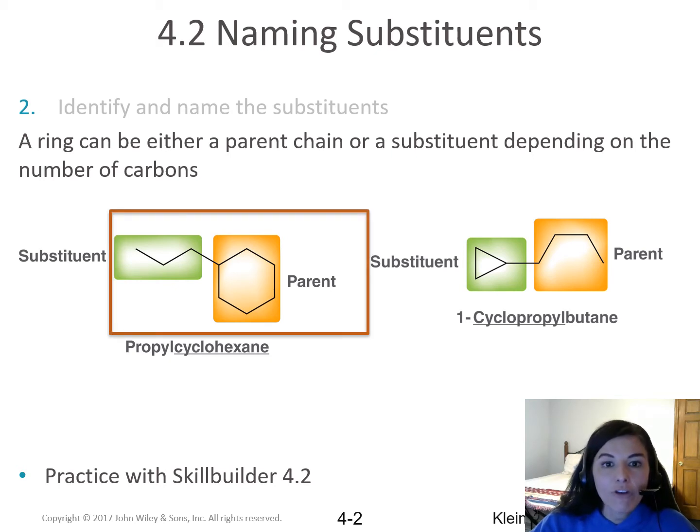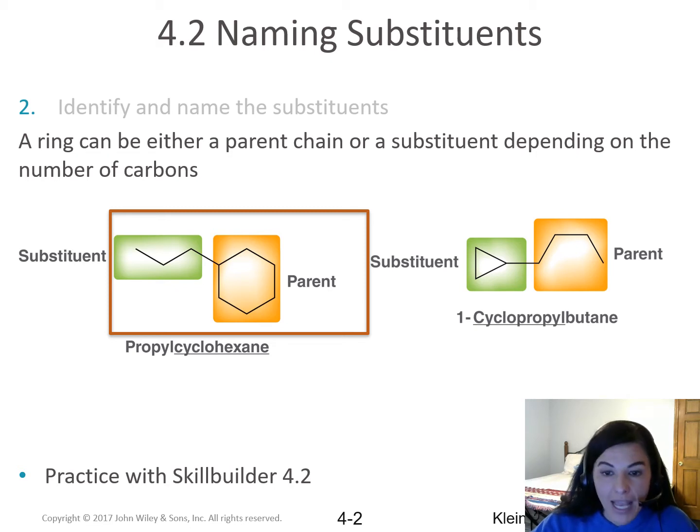Okay, so if the ring structure is the longest continuous chain of carbons, let's look at our first example here. I have a ring that is 6 carbons long and a straight chain coming off of it that is 3 carbons long. So my ring is the longest chain. It will then be the parent chain, and the straight chain that comes off of it will act as a substituent. So the name of this compound is cyclohexane. That's my parent chain. My substituent is a propyl, 3-carbon group. So my name becomes propyl cyclohexane.